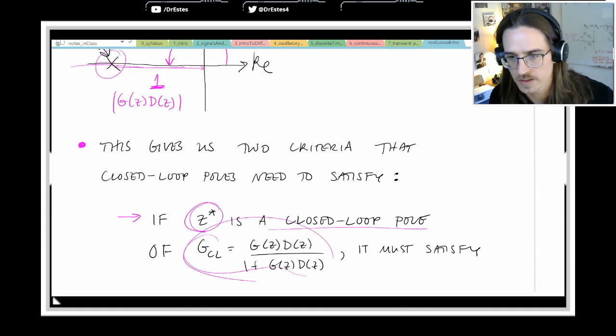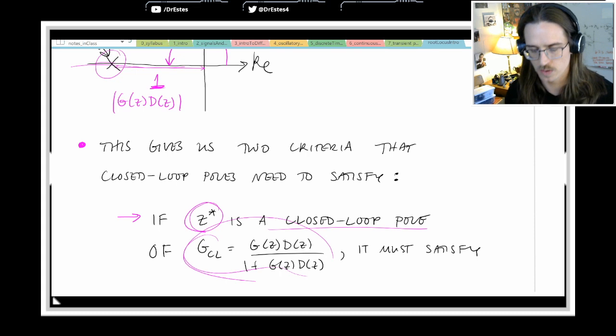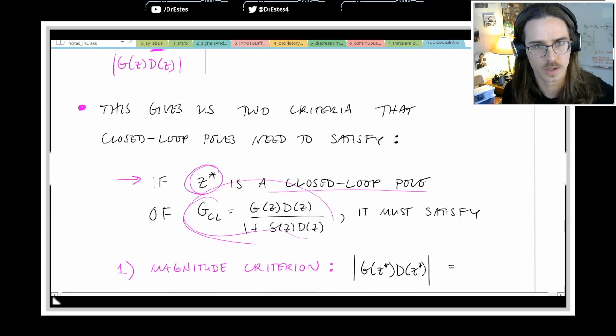How do you calculate the angle if it's not on an axis? That's a great question, and we will get into that because I have an example in a second.